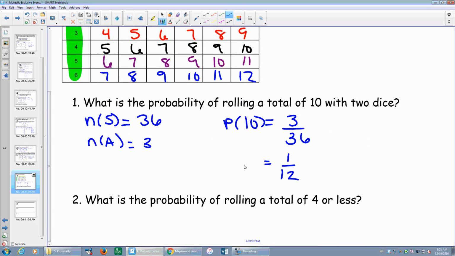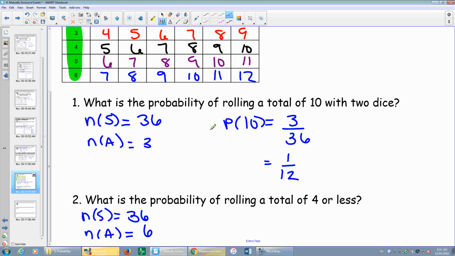Okay, then next question. What is the probability of rolling a total of 4 or less? The number stays the same. I can still roll 36 different combinations. My numerator would be what, Billy? Less than a total of 4 or less. Very good.